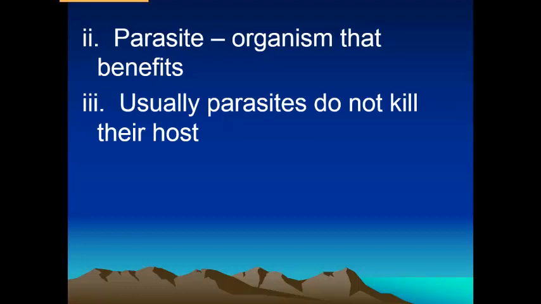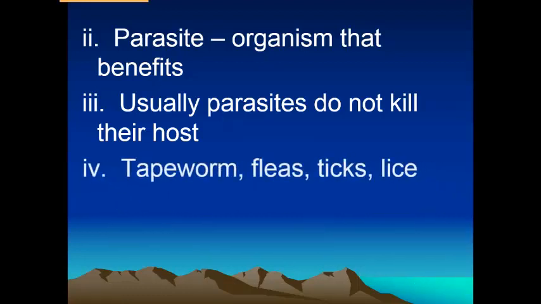If you think about it, they're benefiting here from having a place to live and from food. So if their host dies, then they may also die if they can't find another host. So their goal isn't to kill their host. Some examples: tapeworms, they would live inside of something, usually in the intestines. Fleas, ticks, and lice, those are all items that would just live on the outside of you.